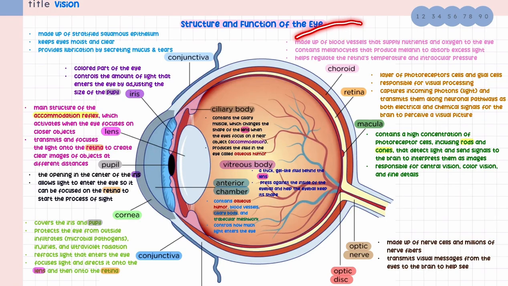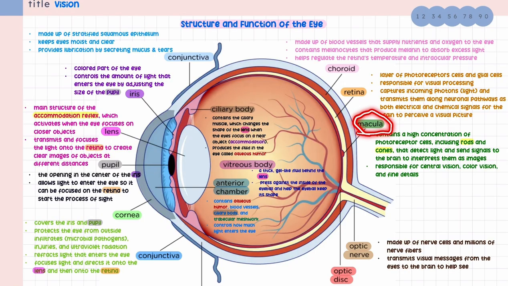And then we have here on the right side, we have something called the choroid. The choroid, as you can see, is this bright red. It's because it's made up of blood vessels that give our eye nutrients and oxygen. It contains melanocytes that produce melanin so we can absorb any excess light, and it helps regulate the retina's temperature and intraocular pressure.